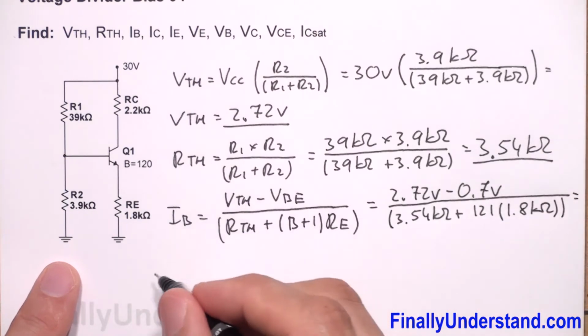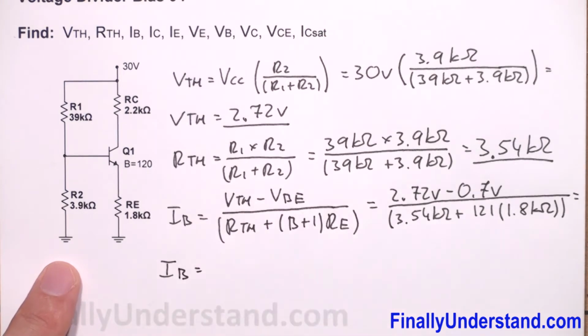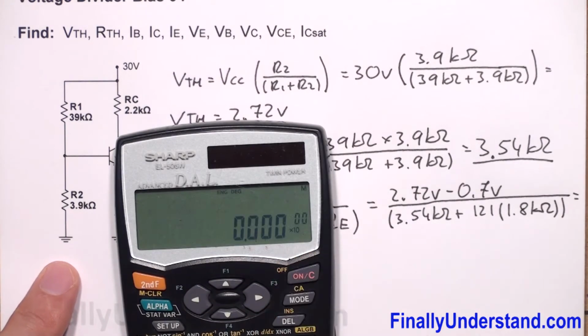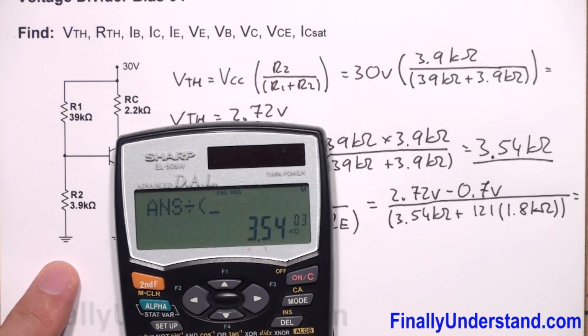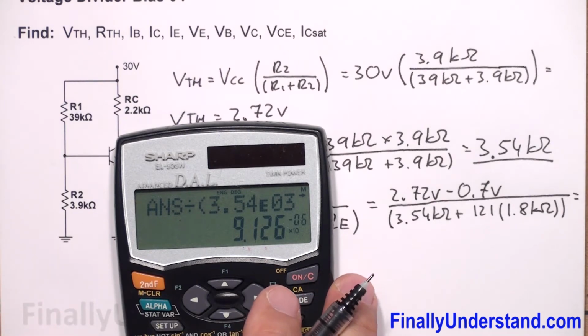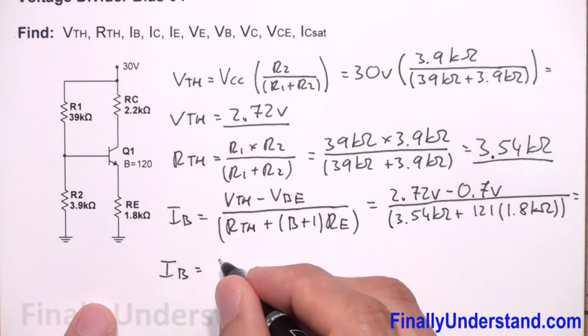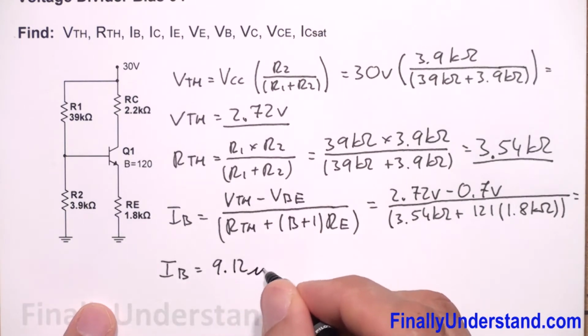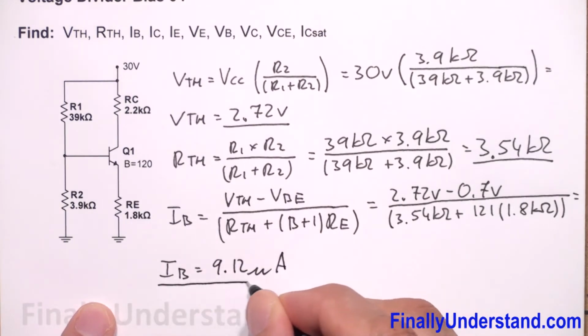This is equal to IB. I have 2.72 minus 0.7 divided by (3.54 exponent 3 plus 121 times 1.8 exponent 3). This is equal to 9.12 microamps. So IB is equal to 9.12 microamps. This is my IB.